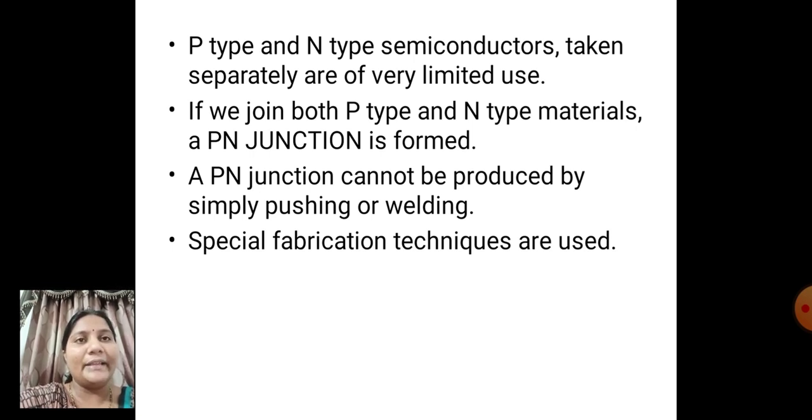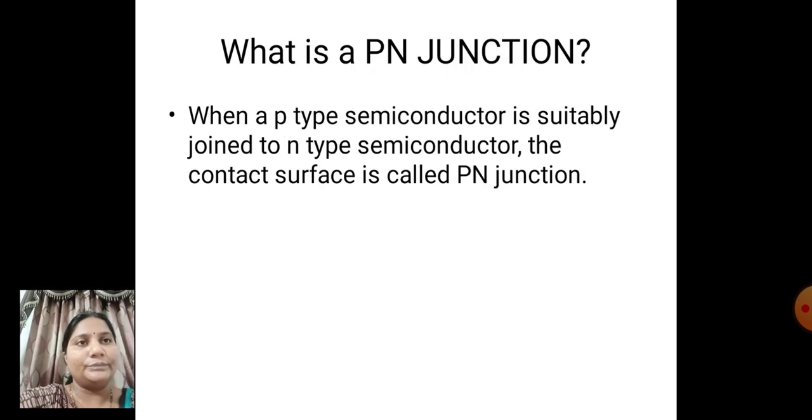We will simply take a p-type semiconducting material and n-type semiconducting material, and we'll combine these two semiconducting materials by using a special fabrication technique. We can't just simply push or weld them. We'll do a special fabrication technique to join the p-type and n-type semiconducting material. Clear to everyone?